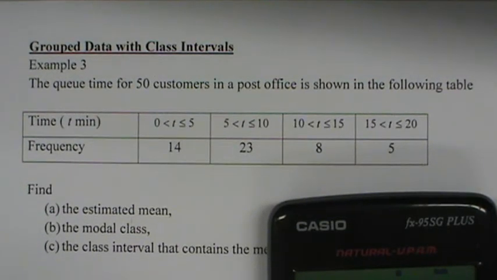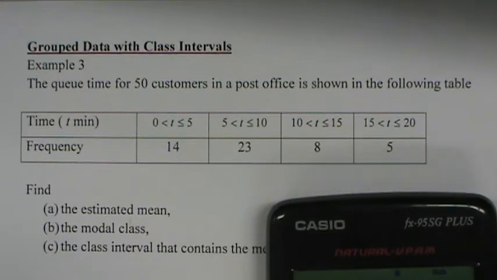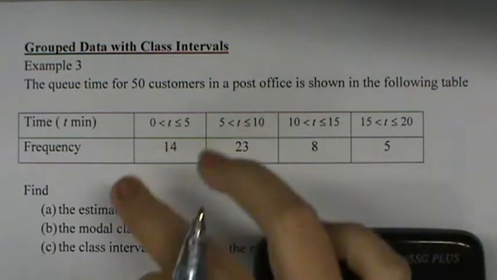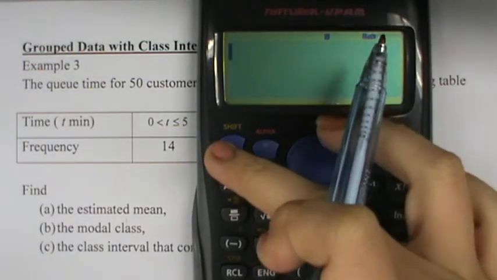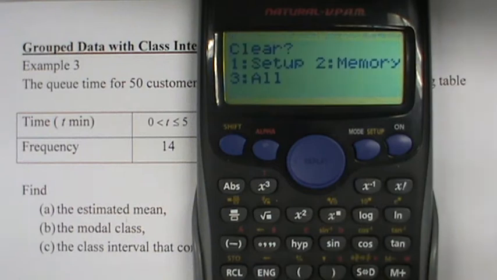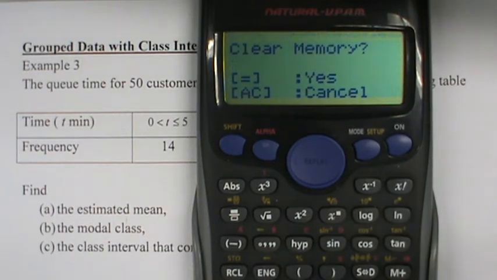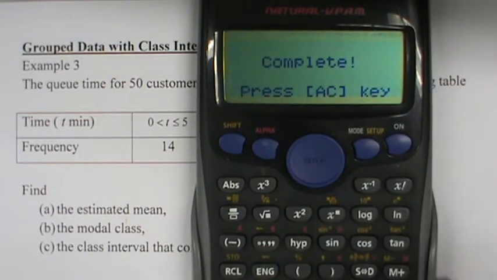Calculating mean for group data with class intervals. In this case, let us take a look at our data. Before we begin, we must always make sure we clear our memory. So press Shift 9, 2, equals, and our memory has been cleared.